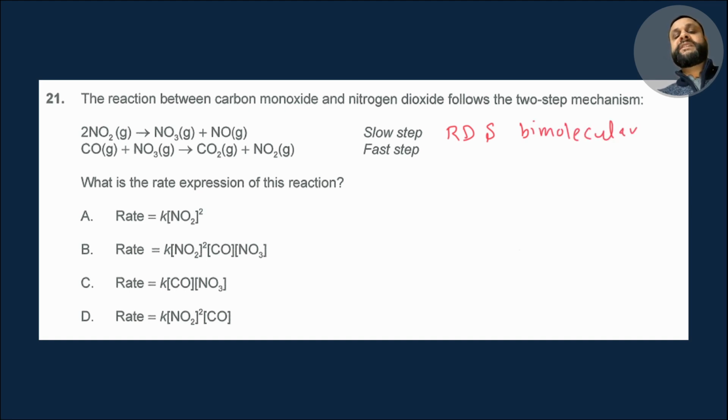and the rate expression will be equal to K and then the molar concentration of NO2 square, because there are two molecules involved. So let's look for the options. So A is the correct answer.